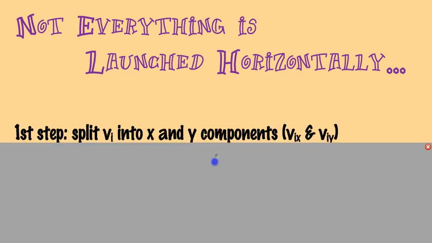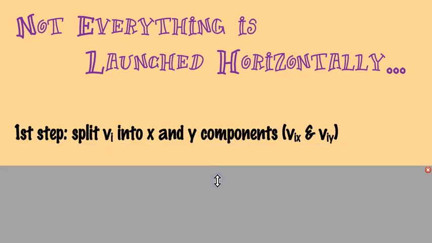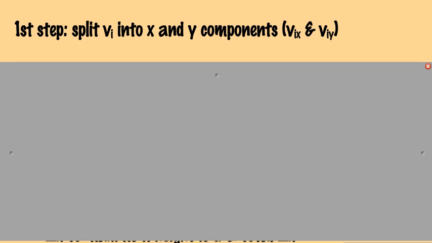First of all, it's important to know that one of our first steps, after we draw a picture of the situation, is to split the initial velocity into its x and y components. Now you'll see here I call those Vix and Viy. It's important to note that Vix is the same thing as V sub x, as we've been using in the previous problems. Once we do that, we'll analyze the problem like we typically would.